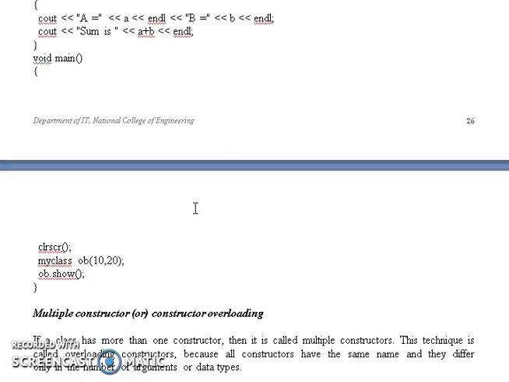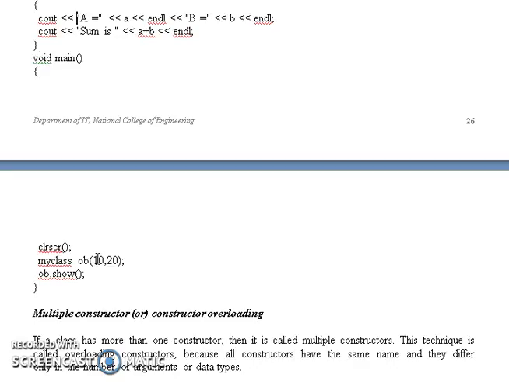But apart from that, the remaining concepts are the same. So you are supposed to create the object in the main function. The object is created using my class, and whenever you create an object, the constructor will be called automatically. But here you have a parameterized constructor, so you have to pass the parameters. The parameter values are 10 comma 20.